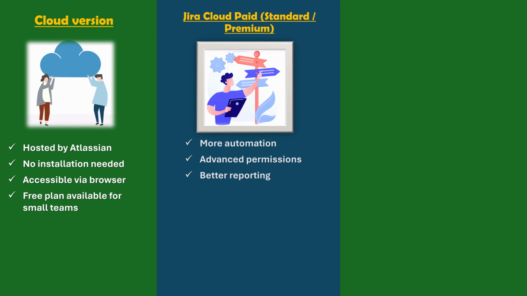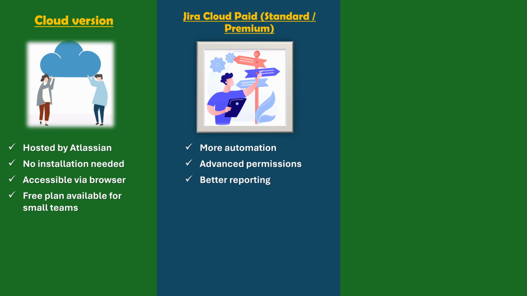Now we are going to look at the paid versions of Jira Cloud, specifically the standard and premium plans. These plans build upon the free version by offering more advanced capabilities. One key benefit is enhanced automation. Teams can create more complex workflows and automate repetitive tasks, which significantly improves efficiency. Another advantage is advanced permission controls. This allows organizations to manage access more precisely, ensuring that the right people have the right level of control over the project and over the data.